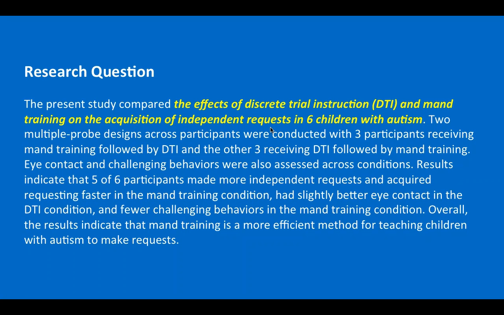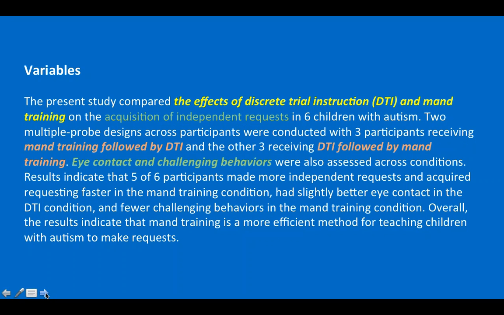So as they're looking at their research question, we can identify it as they're looking at the effects of discrete trial instruction and MAN training on the acquisition of independent requests in 6 children with autism. So that's their specific research question. They're looking to compare the effects of intervention 1 versus intervention 2 on independent requests for children with autism. So that's something that we would want to highlight, take note of, so that we can include it in our brief summary.